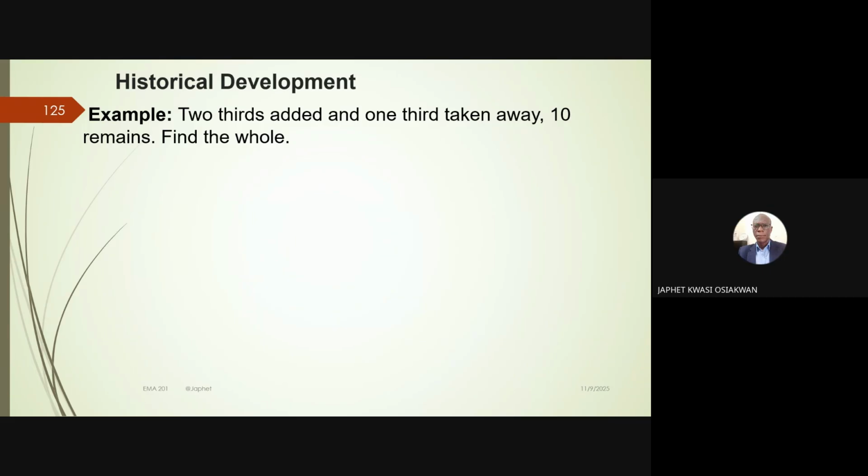Take your paper and try it yourself before we go through. Don't look at the slides I have shared with you; you will be killing yourself. Two thirds added and one third taken away, 10 remains. Find the whole. What will be the whole? Two minutes. Let's see what we can get. I'm not even interested in the final answer, but the expression that will lead us to the answer is what I'm interested in. Two thirds added and one third taken away, 10 remains. So what is actually the whole?